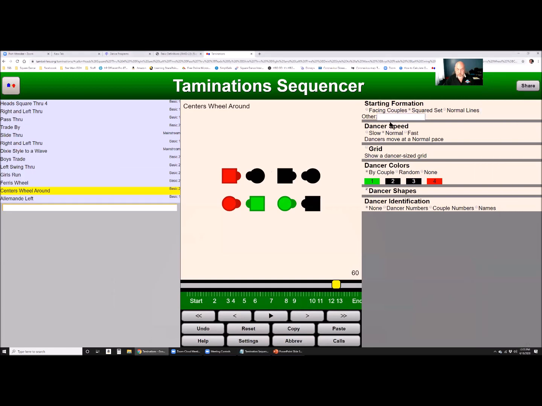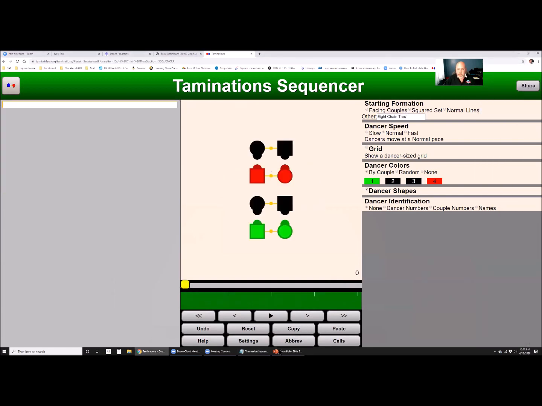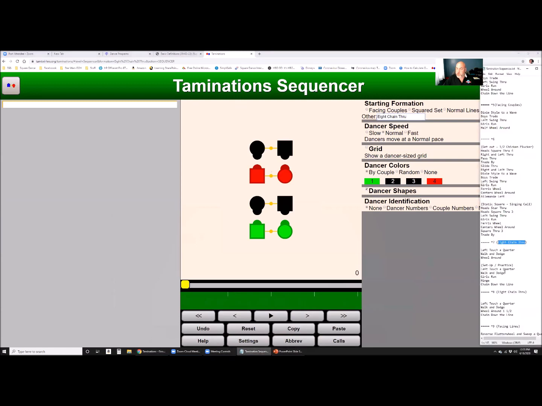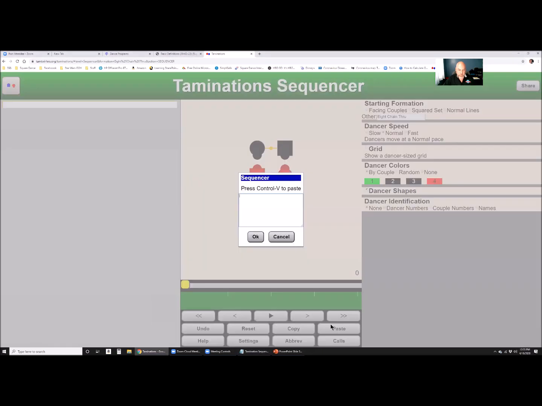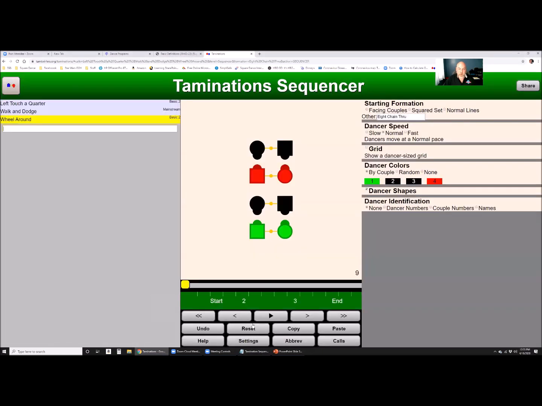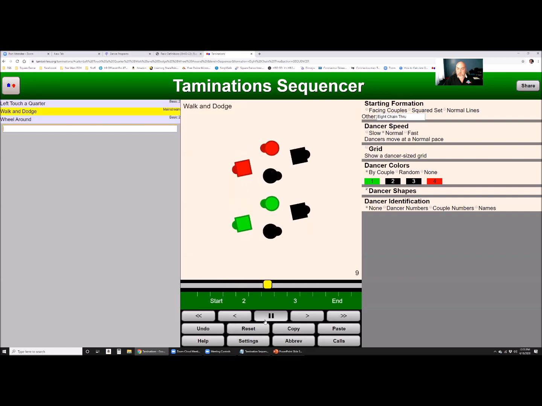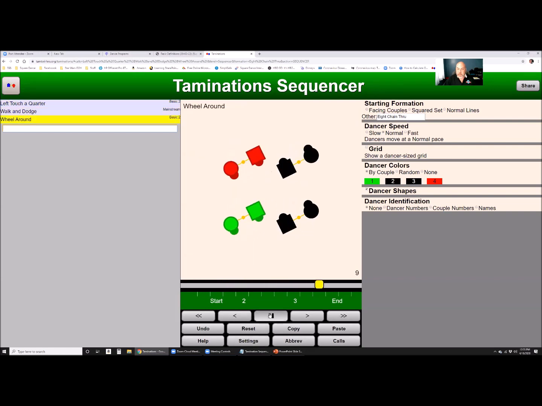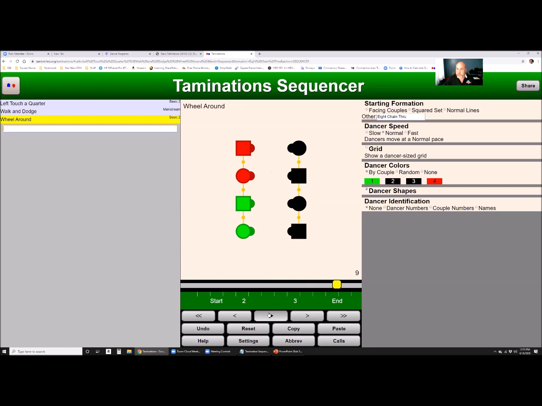I think there it is. And from an 8 chain through, we are going to do, again, the left touch a quarter, walk and dodge, and a wheel around. And we're going to have lines facing when we're all done.